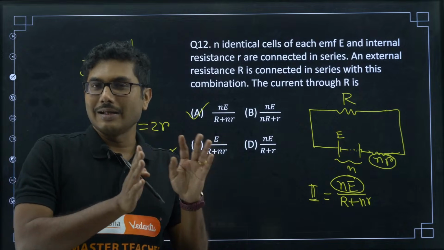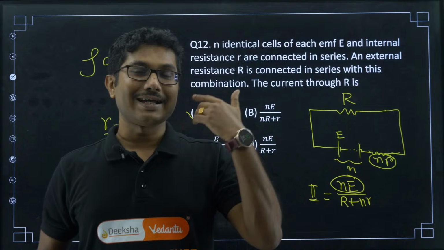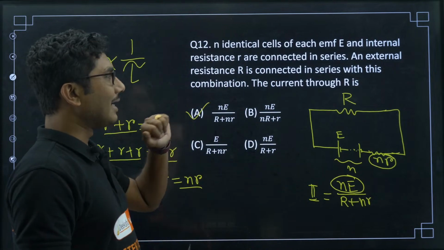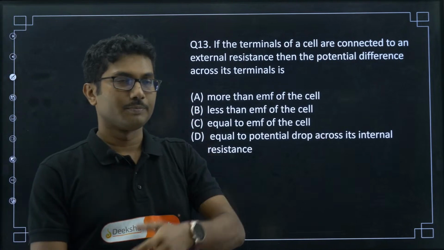Maybe parallel is slightly tricky for your PU board, but it will be considered an easy question for your KSET exam. So there is a boundary between this, but series one is a higher order question for PU board.